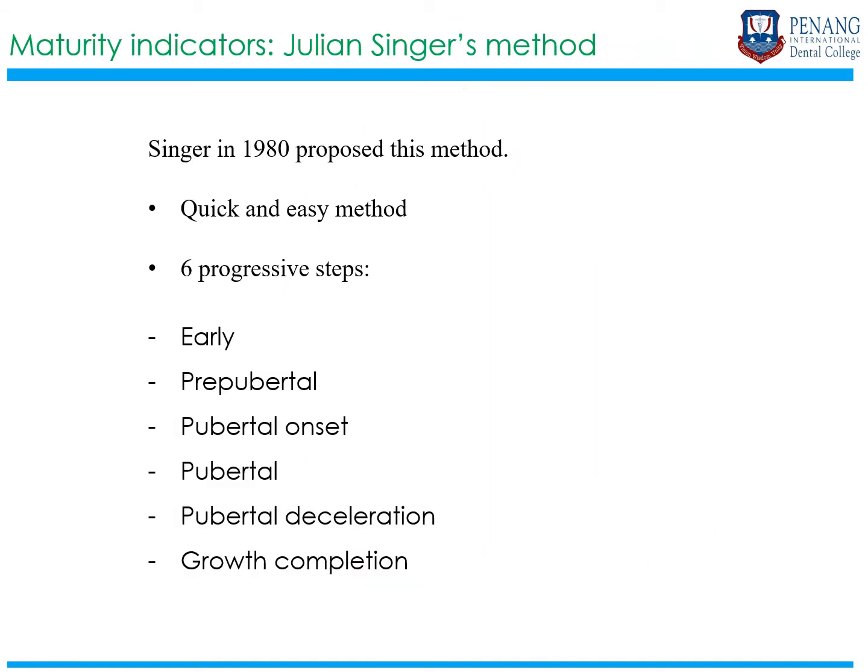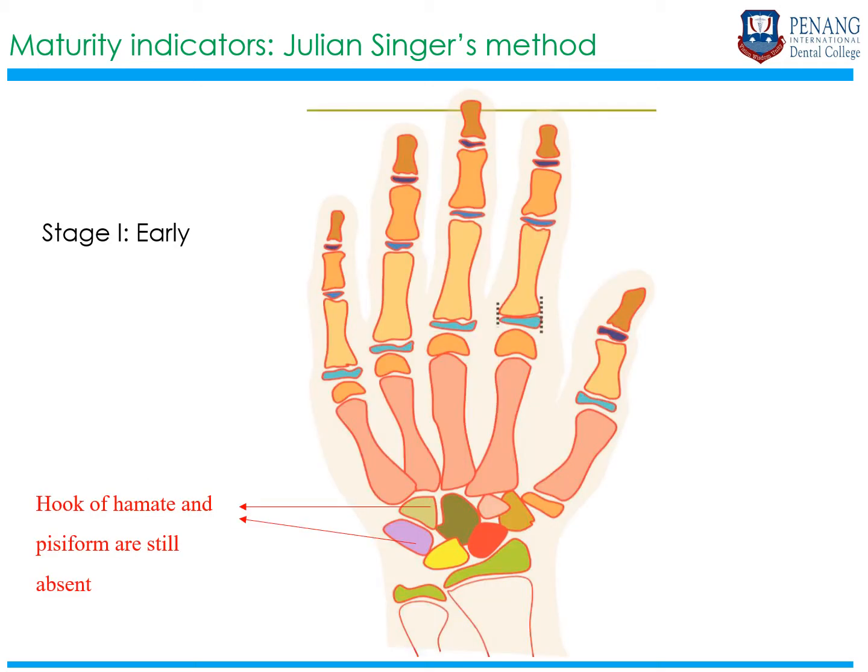The second method is Julian's method. It was in 1980 this method was put forth, and it's a quick and easy method, and it has 6 stages, when compared to 9 stages in Bjork's method. So these progressive stages or steps are early, pre-pubertal, pubertal onset, pubertal deceleration, and growth completion. Stage 1 or early is when the hook of hamate and pisiform are still absent.